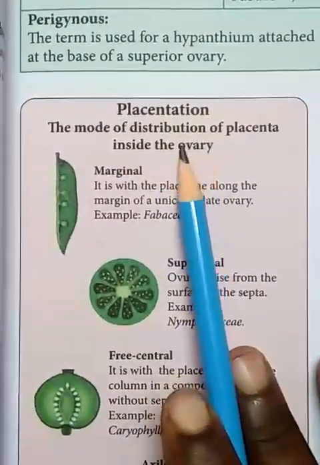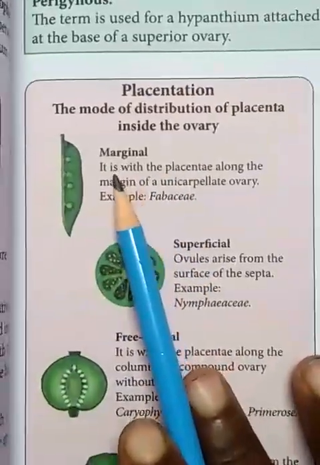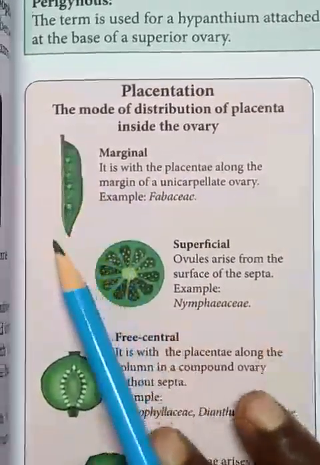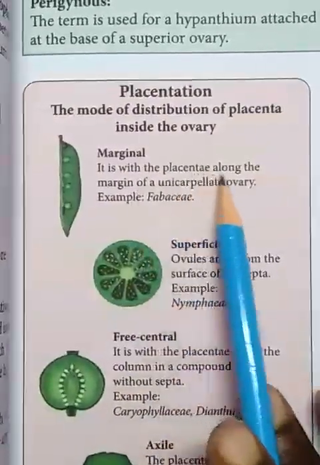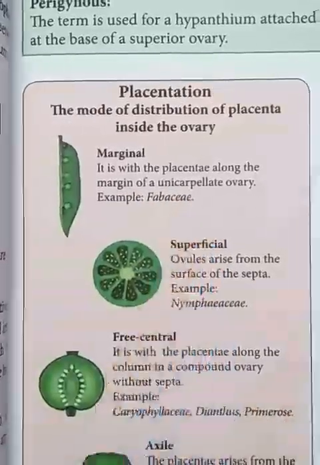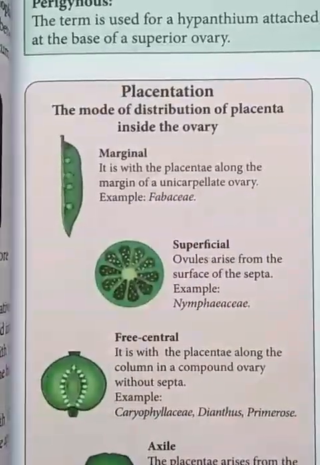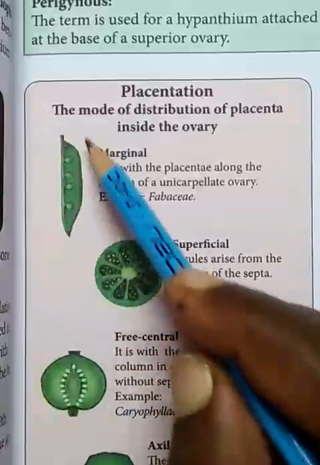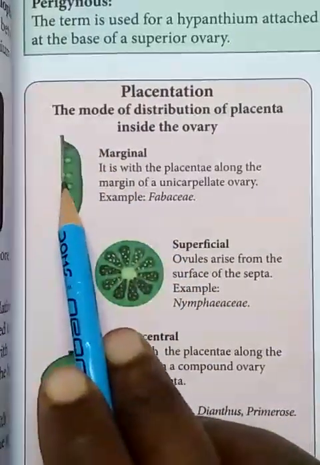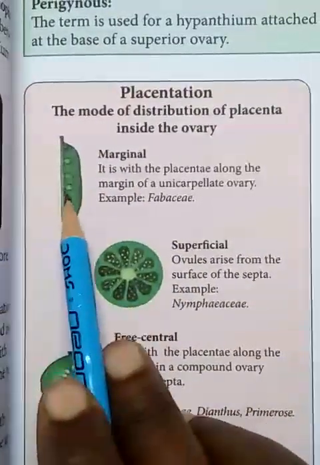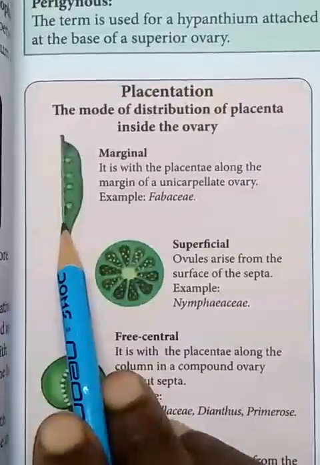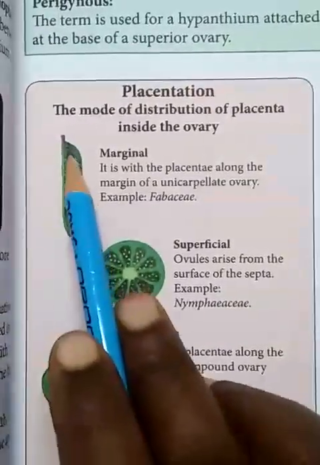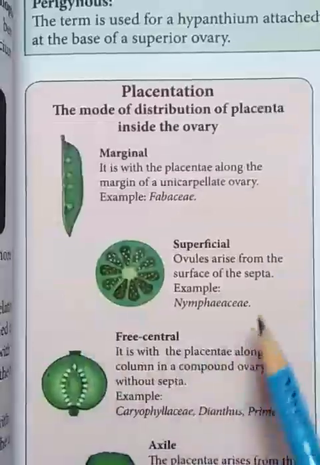So there are different types. First one, marginal. Okay, so inside the pod, it is with the placenta along the margin of the unicarpellate ovary. So here only one carpel is present. Inside this, the placenta is present in the margin. You can find this in pea. Green peas you can find this. This is called the marginal placentation.